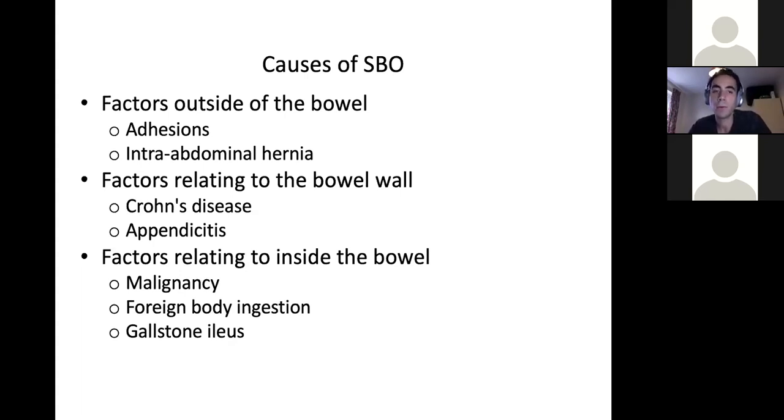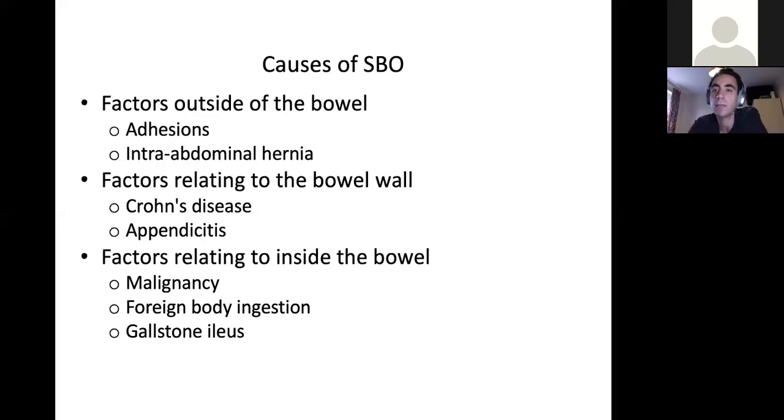Relating to the bowel wall, it mentions Crohn's disease, and that's really relating to complications of Crohn's disease like a stricture, and less frequently appendicitis. Inside the bowel, things causing an obstruction inside the lumen are like malignancy, a foreign body, or gallstone ileus. Gallstone ileus just means when there's a gallstone inside the bowel causing a blockage, and that normally results from the complication of chronic cholecystitis when there is a fistula, a link from the gallbladder to the small bowel.